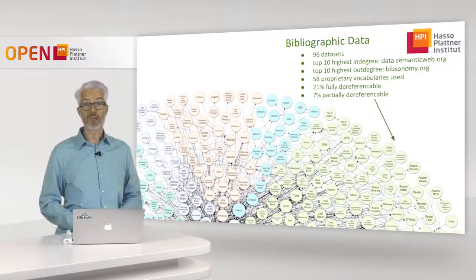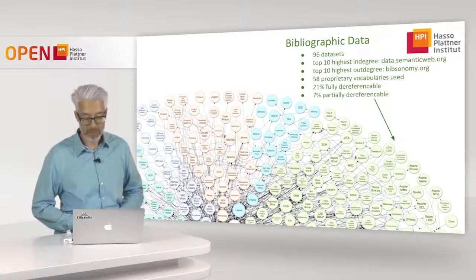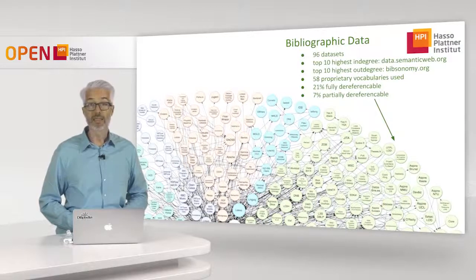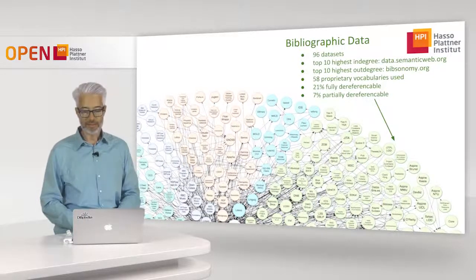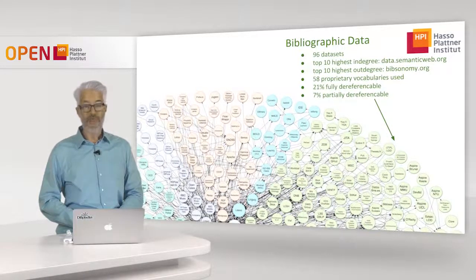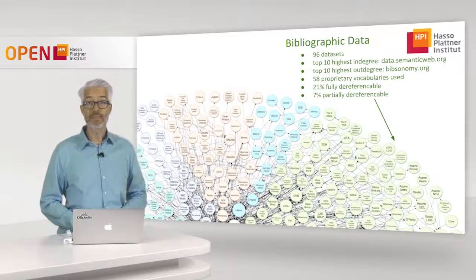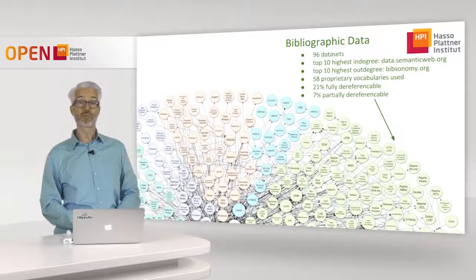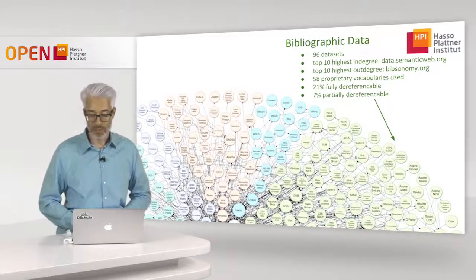This is bibliographic data, data about publications of any kind. So there's much library data in there, for example. Authority files are in there. And there are 96 datasets overall, and there are some of the datasets with the highest in degree as well as datasets with the highest out degree over there.